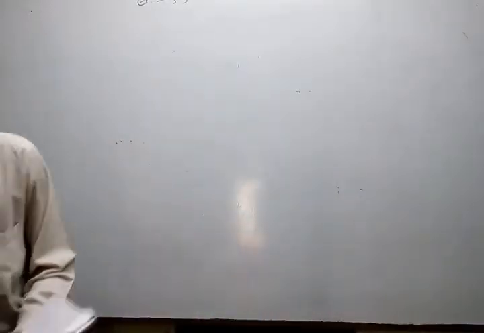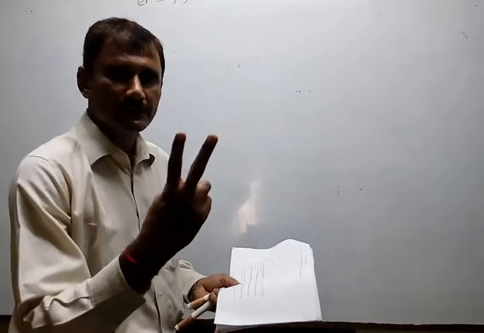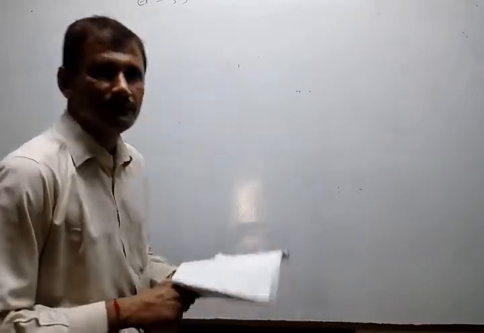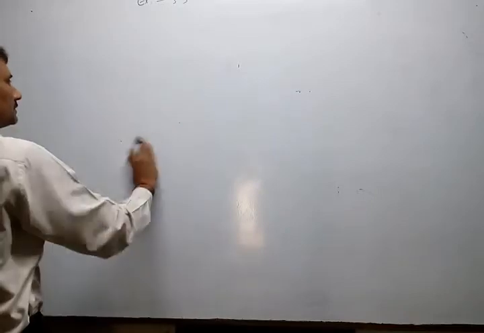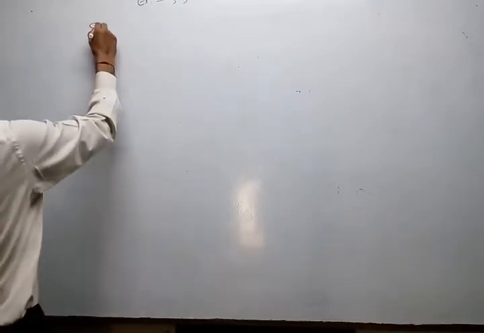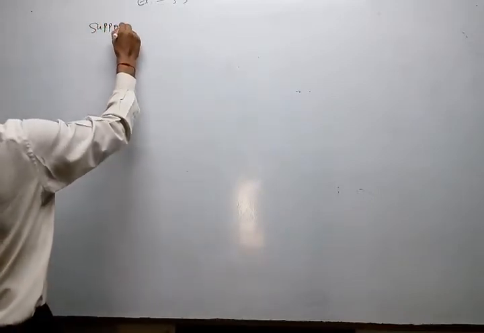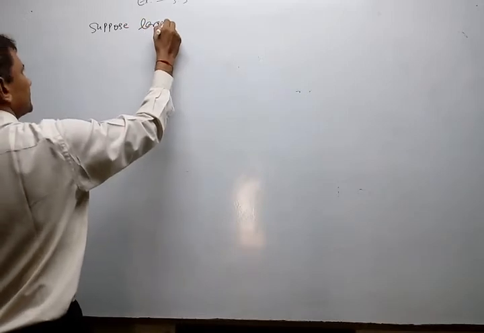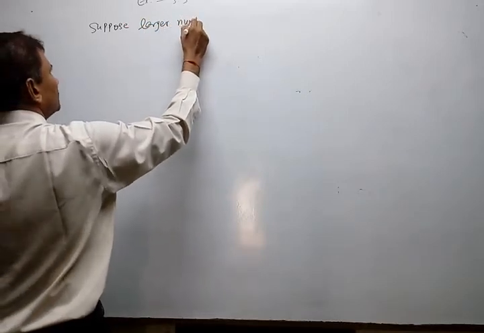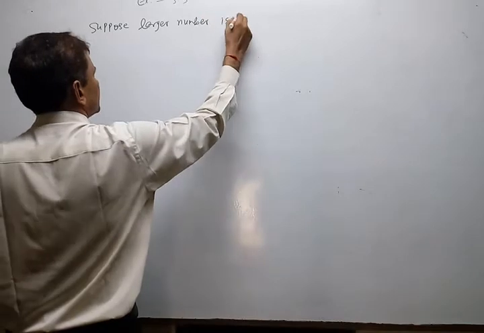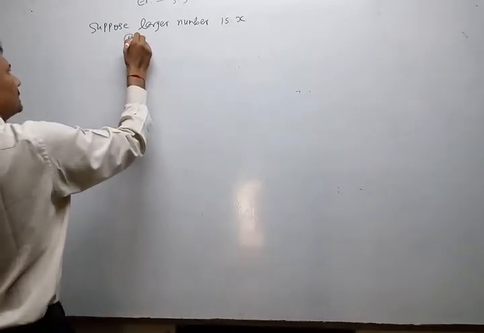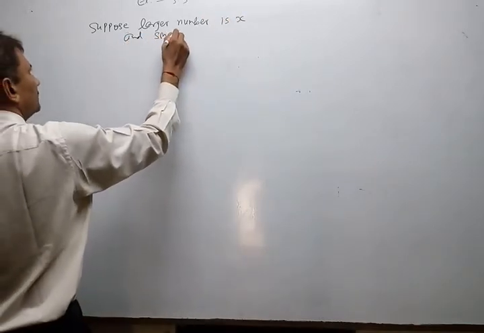The difference between two numbers is 26. One number is 3 times the other number. Find them. So some relations are given. Two numbers are there, so first of all we have to suppose them. Okay. So suppose, to clarify, the larger number is x, and the smaller number is y.